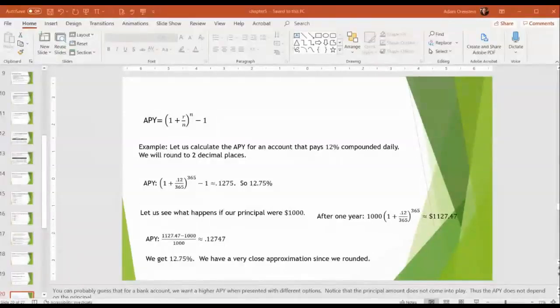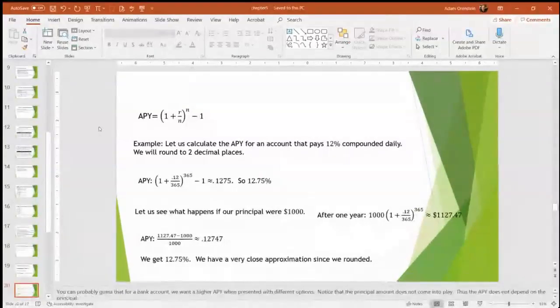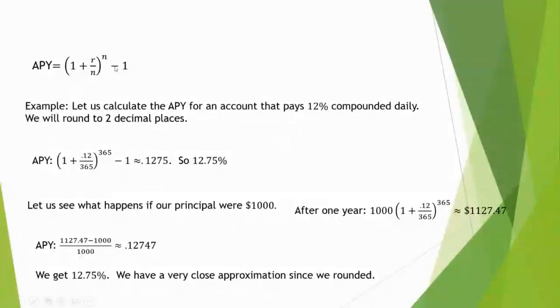Okay? But these are just more examples now of APY, as we call it, annual percentage yield. So I just put the formula up here, and here we're doing some other examples. So for instance, let's calculate this for an account that's paying 12% compounded daily. Again, it's just that formula, right?